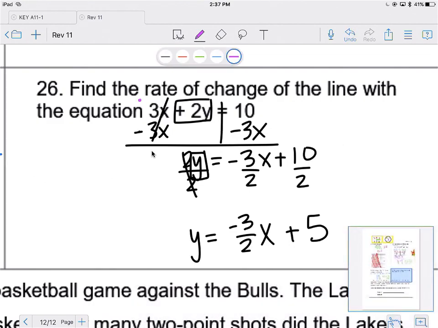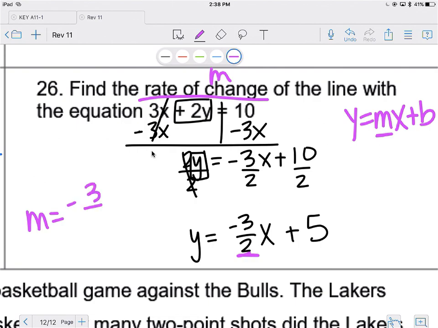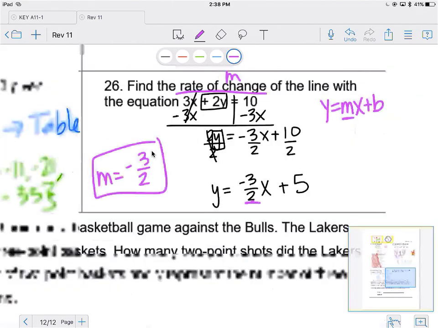The question asks me for the rate of change, which is your m value. In the equation y equals mx plus b, we can see m is always with x. So our m value is negative 3/2.